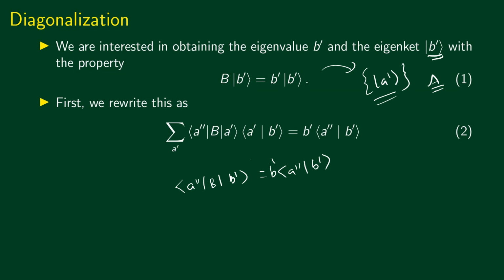Now we can insert an identity operator here so that we can bring in the matrix elements of operator B or observable B. So I introduce an identity here. This becomes <a double prime|B|a prime><a prime|, and then you sum over all a prime, and I've got |b prime> here. This is equal to b prime <a double prime|b prime>.